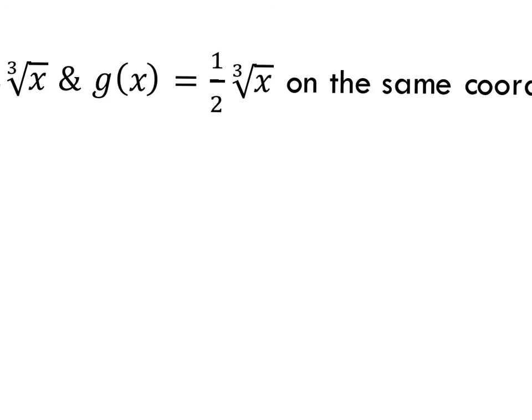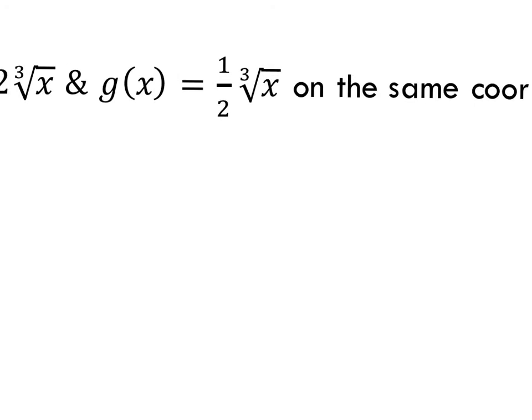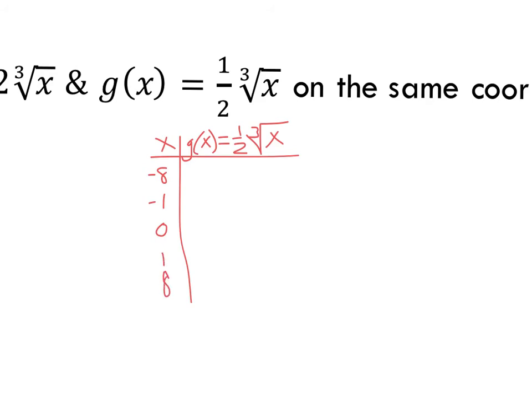For g of x, we're going to do exactly the same thing. We are going to make an xy table and choose perfect cubes to replace x with. So we'll still choose our negative 8, our negative 1, our 0, our 1, and our 8.